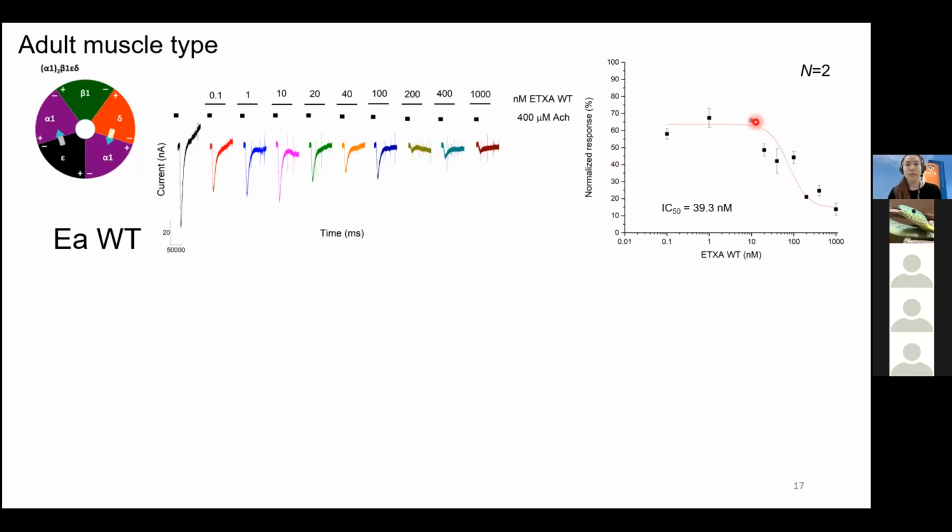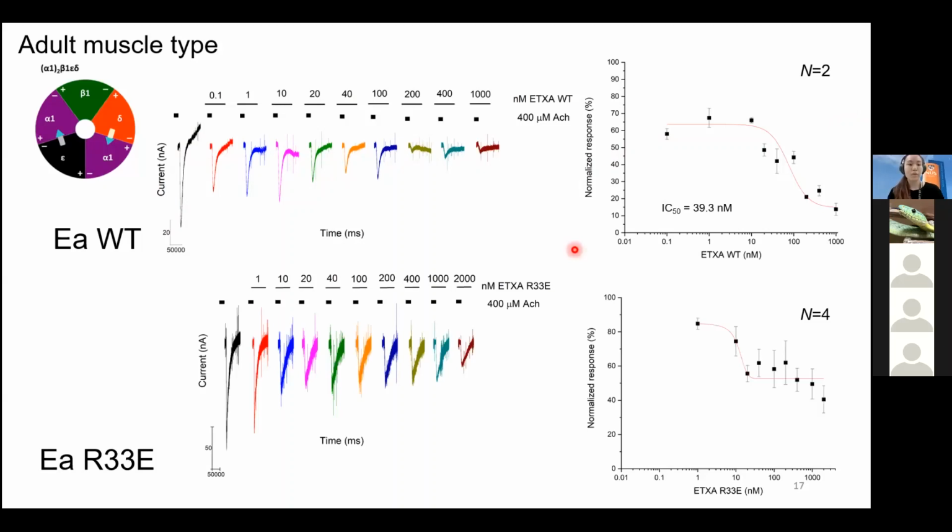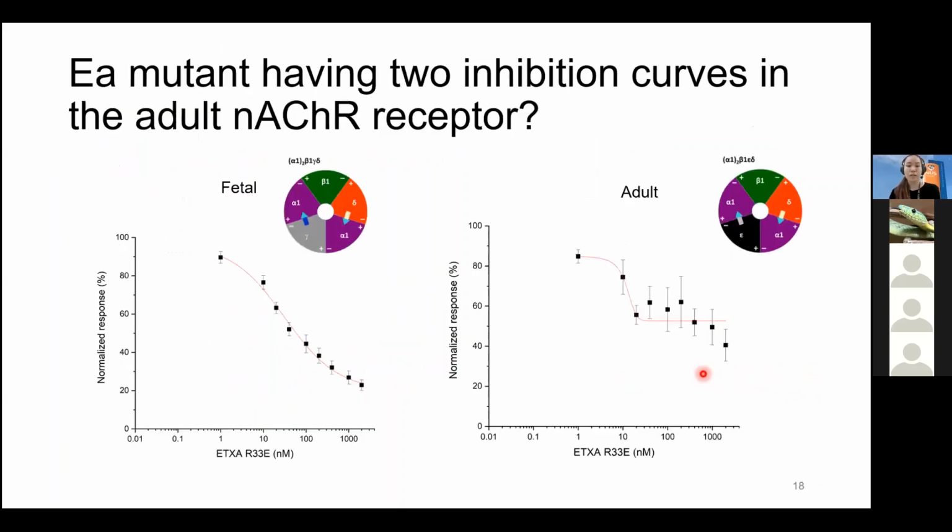So again, there is dose-dependent inhibition, and with the mutant, you can see that at the start there is some dose-dependent inhibition, but once we hit 40 nanomolar of the mutant, there is a plateauing of the dose response curve. So what could this mean?